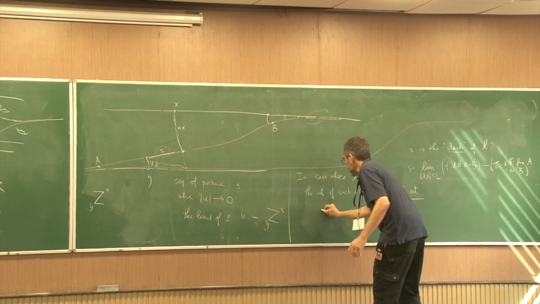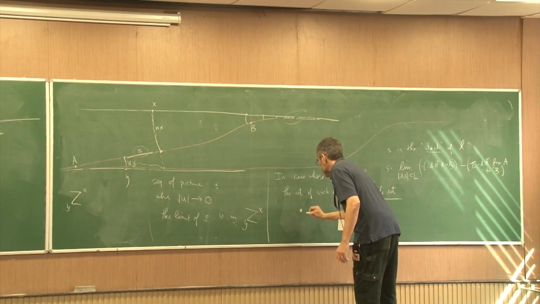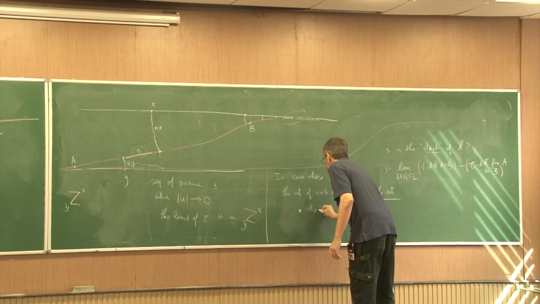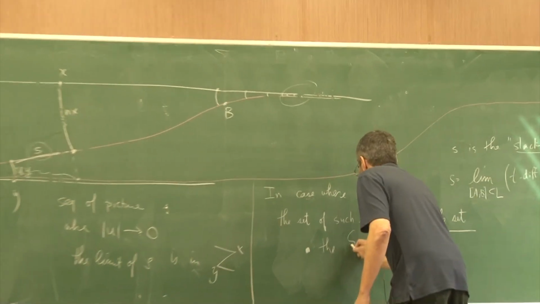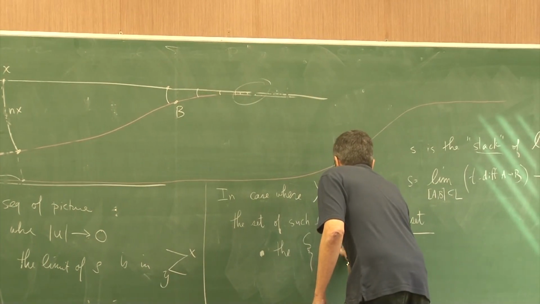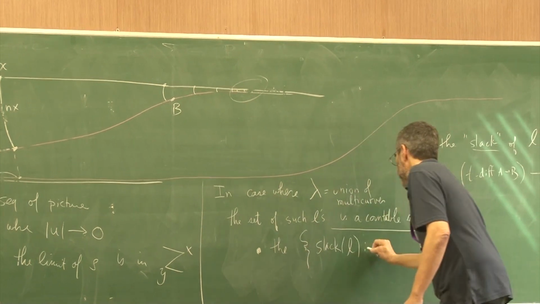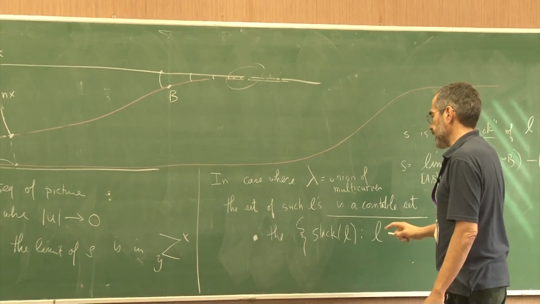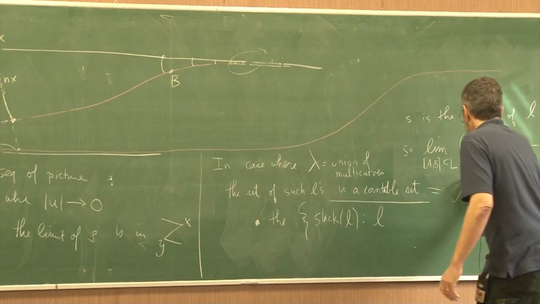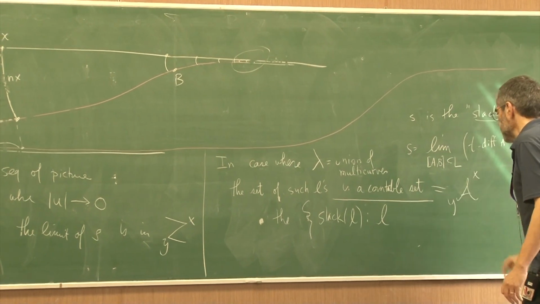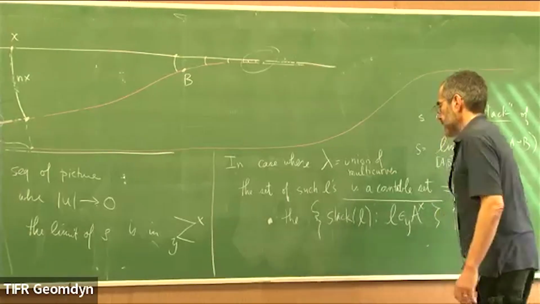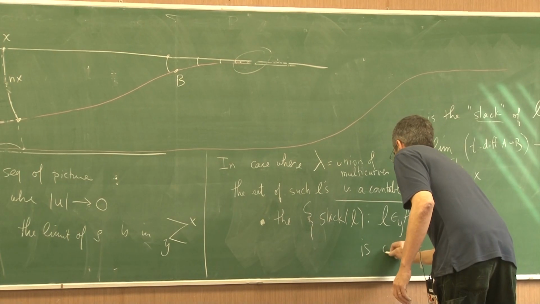And here's kind of where the work is. There's kind of an observation one has to make. The slack images, so the set slack of L, where L is in this set, which I didn't give a name for, let me call it AYX, is already closed.